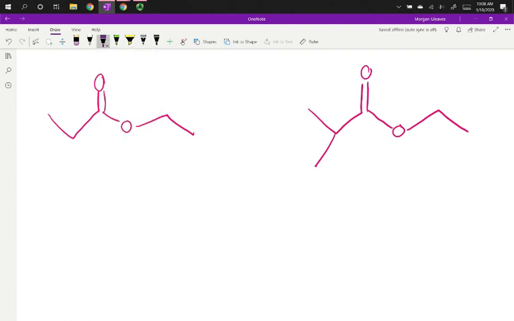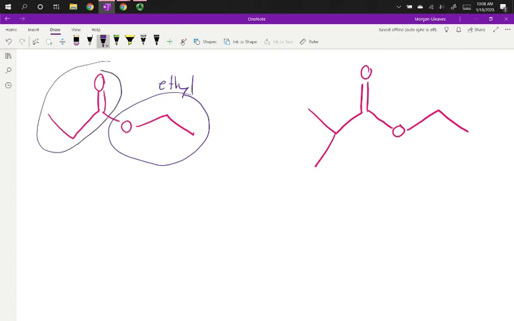Alright, if you gave them a shot, let's talk our way through. So over here on the left, my single bonded oxygen side is 2 carbons, so we're going to call this one an ethyl. And my double bonded oxygen side is 3 carbons, so it's a propanoate. So this is ethyl propanoate.